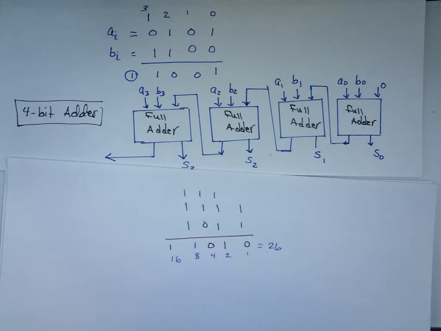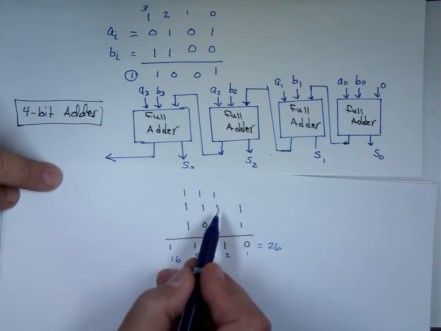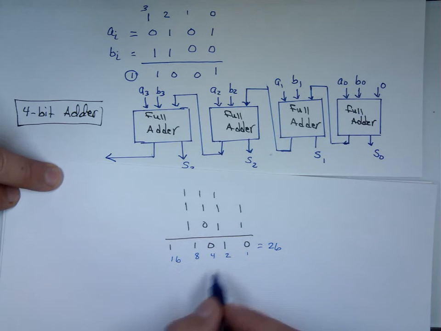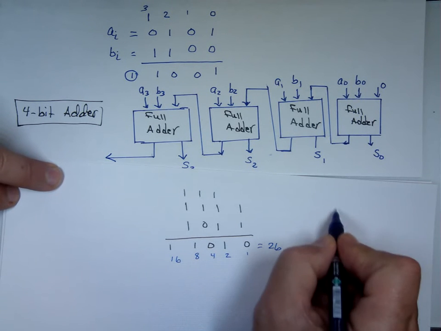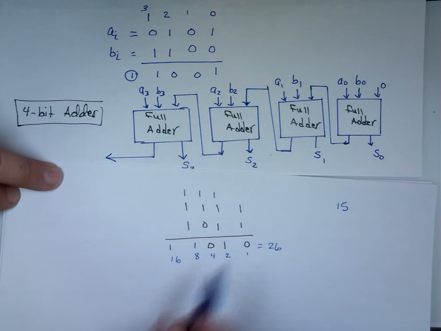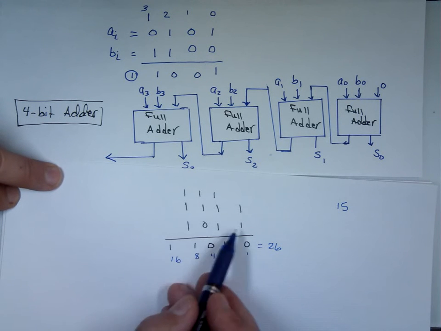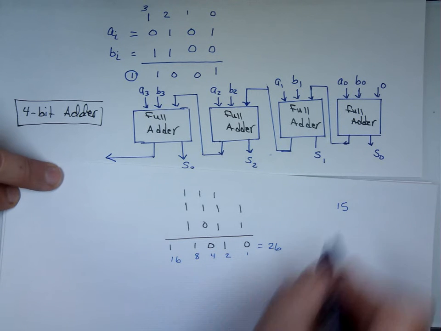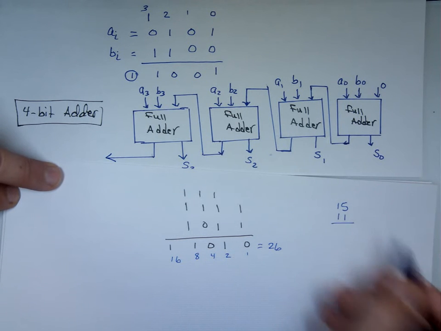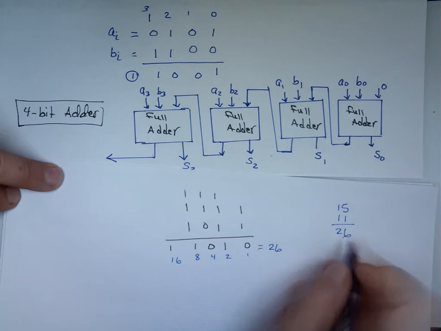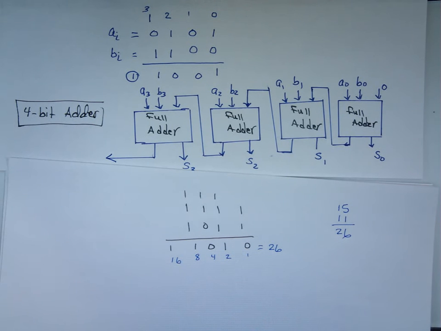Let's see what you're adding. You're adding 1, 1, 1, 1, that's a 15. The second number, 1, 1, 0, 1. 1, 2, and 8. What's 1, 2, and 8? 11. What's 11 plus 15? 26, and that's what this one gave me. That's what you meant by multiple carry? Yes. I wasn't sure what you meant on the design here.